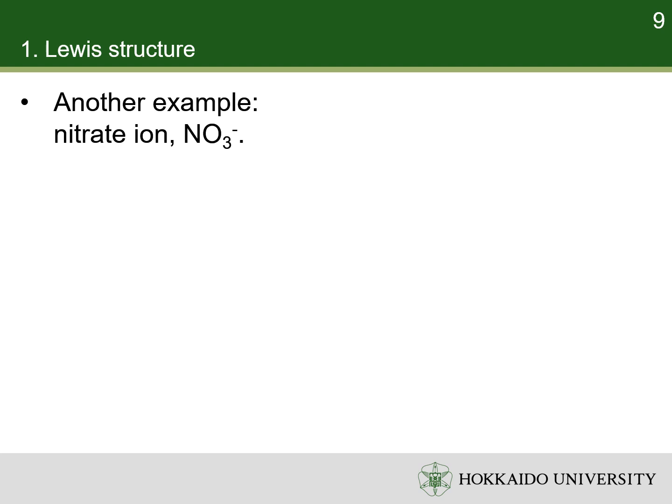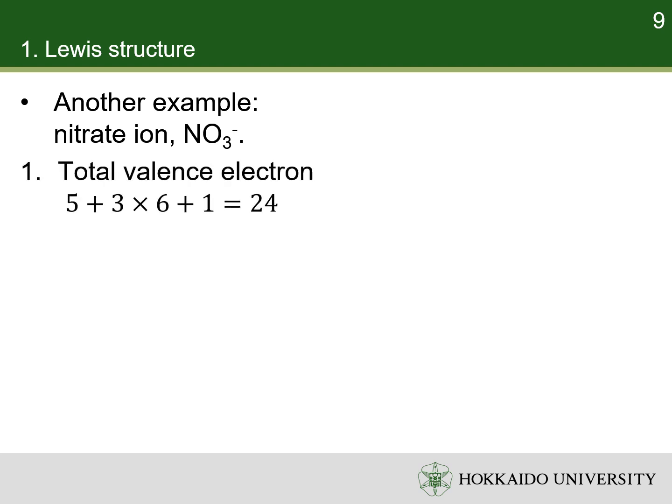Nitrate ion is used as another example. First, nitrogen has 5 valence electrons. Each oxygen has 6 valence electrons. The ion has a charge of -1, so the total number of valence electrons is 5 plus 6 times 3 plus 1, which is equal to 24.